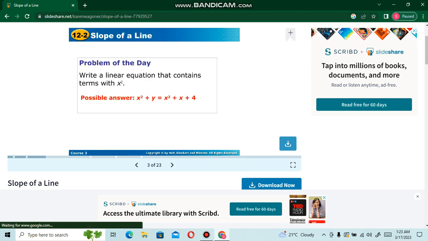Write a linear equation that contains a term with x. Possible answer: y equals x squared plus x plus 4.